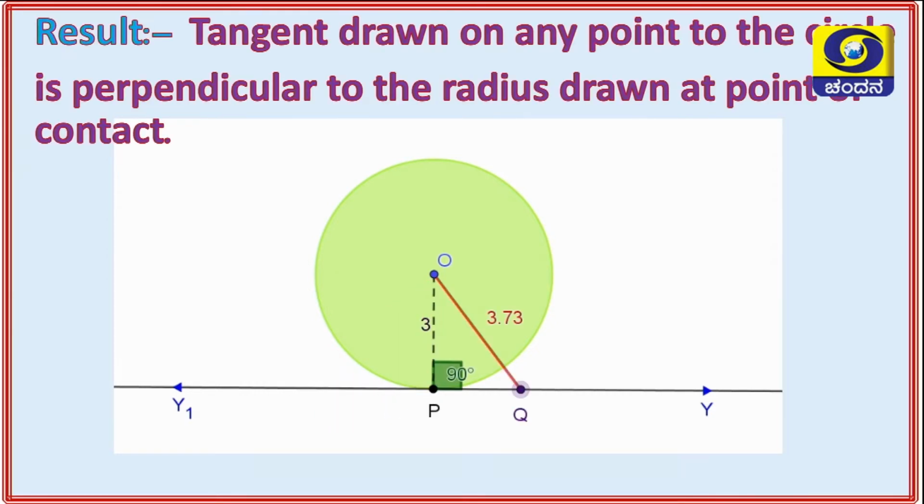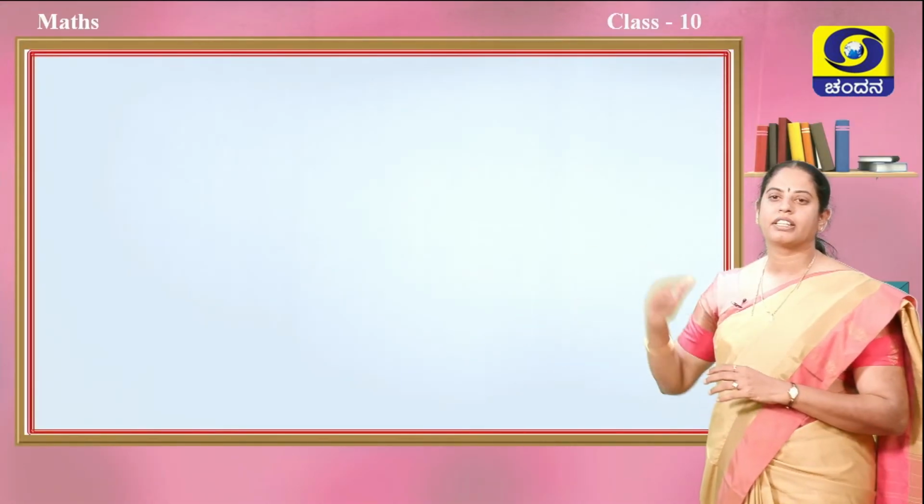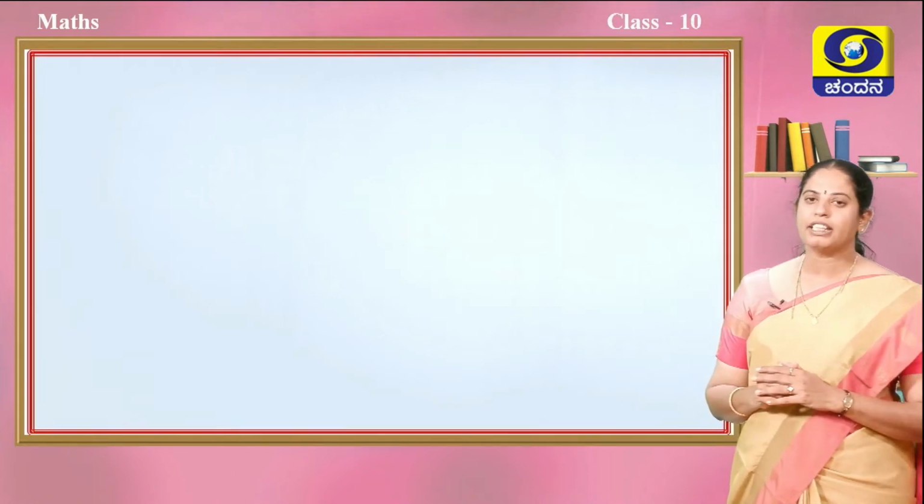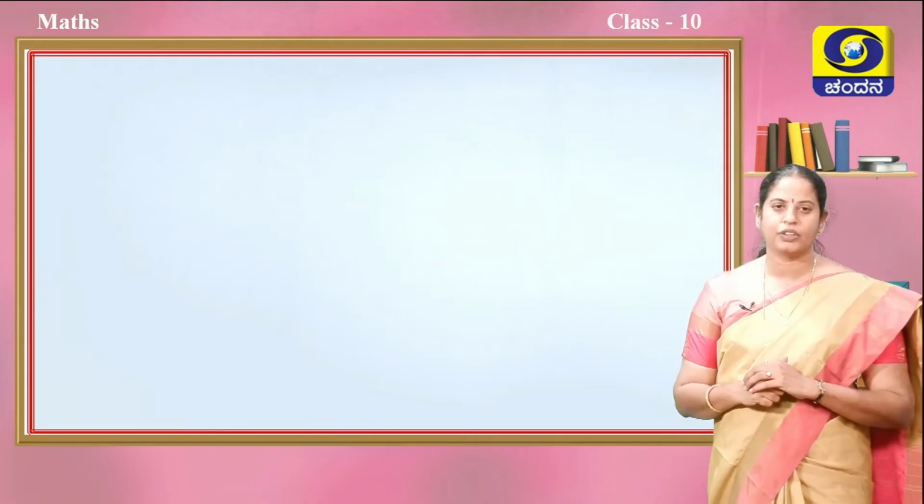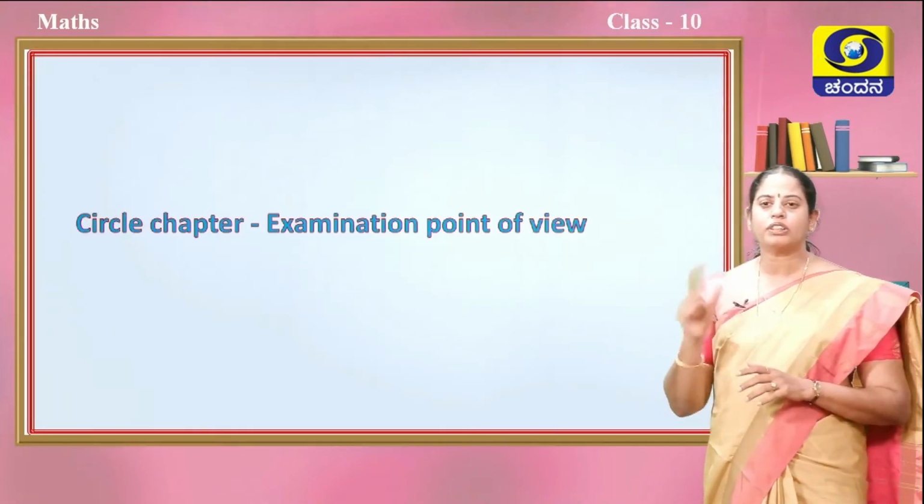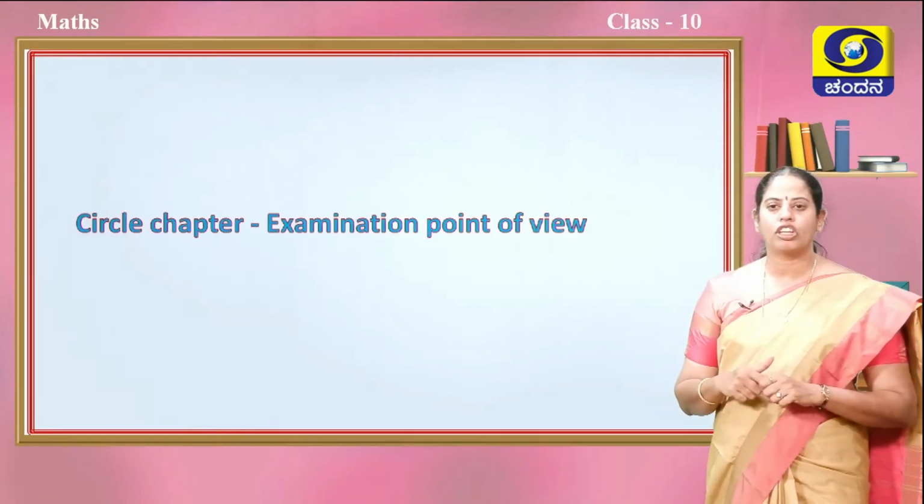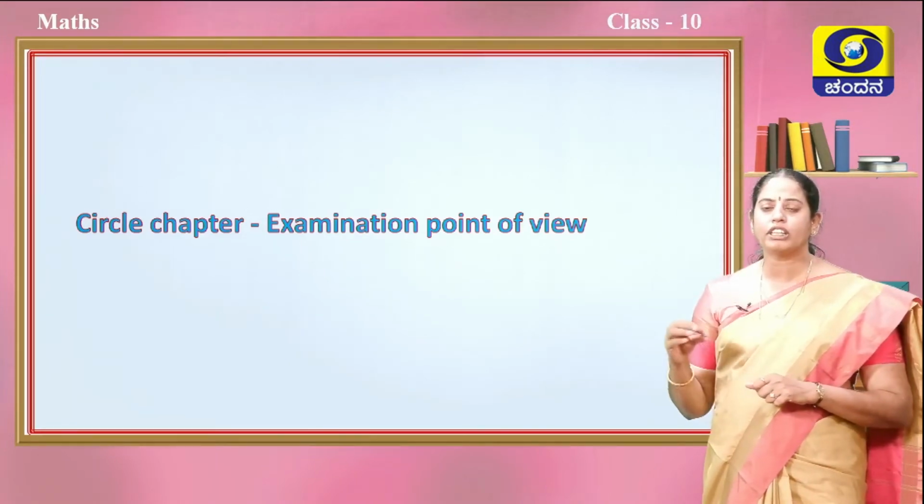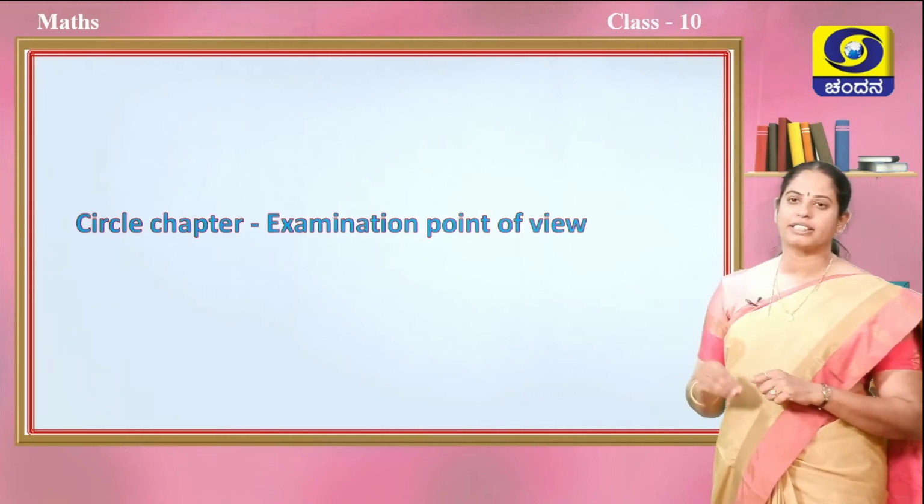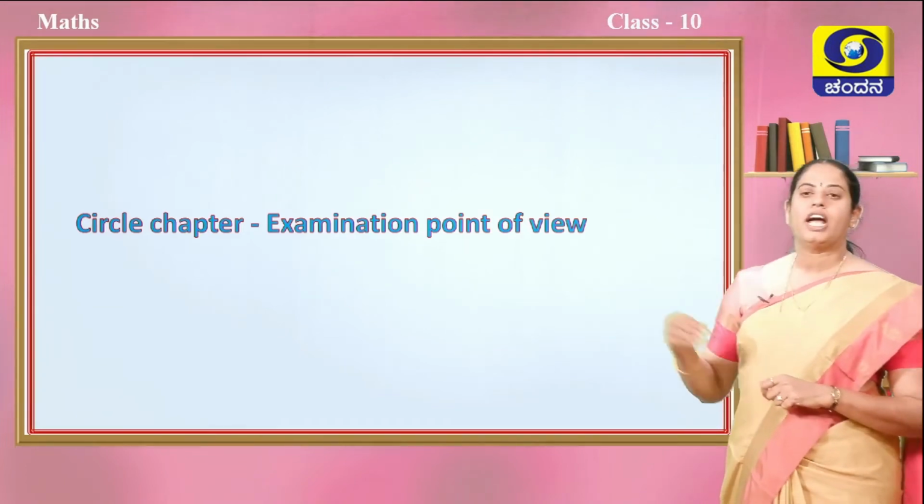We can say the tangent drawn at any point to the circle is perpendicular to the radius drawn at the point of contact. By this, we can conclude that the angle between the radius and the tangent is 90 degrees. Okay. Let us prove this logically. This statement we are going to prove, and this is called theorem 4.1.